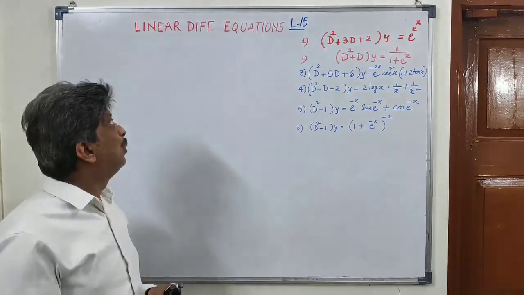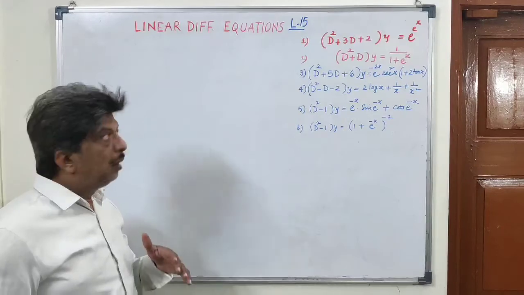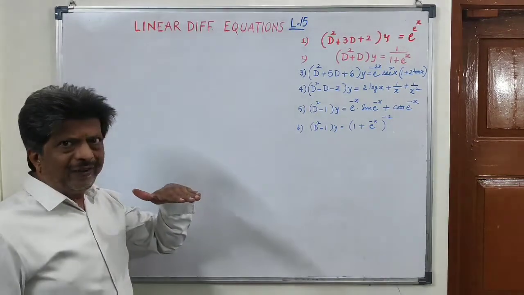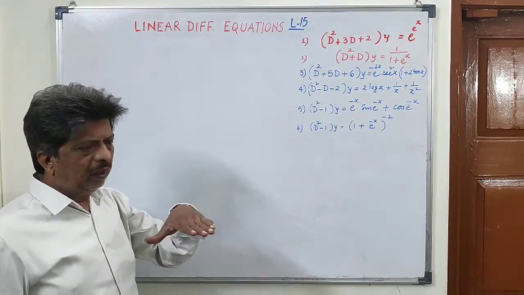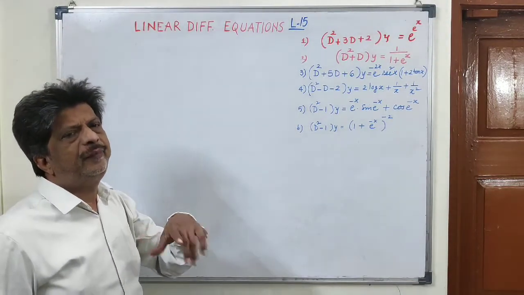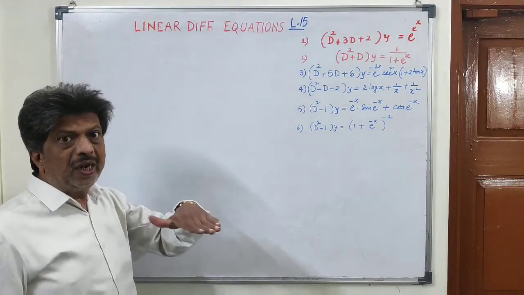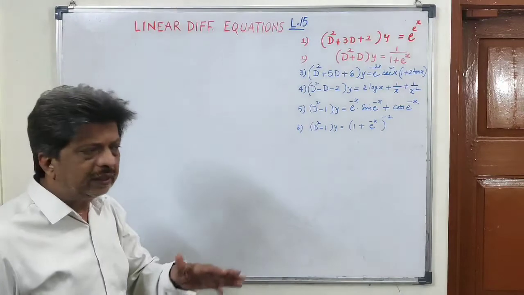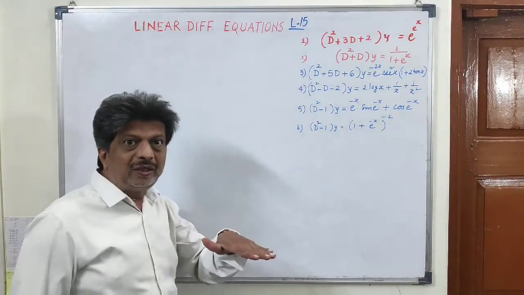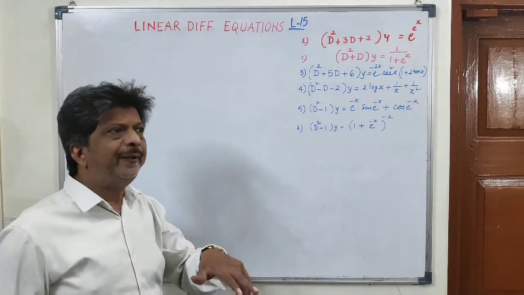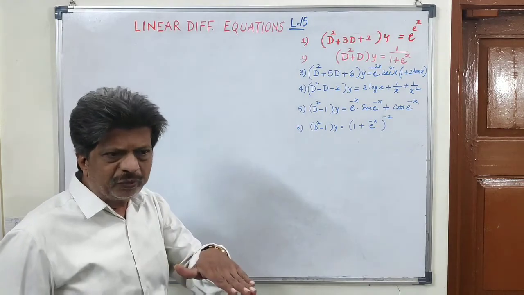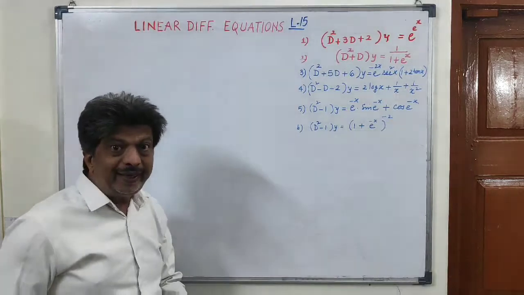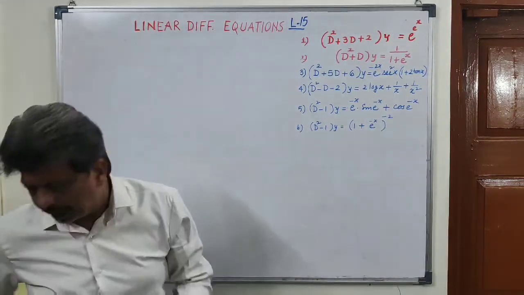Hello friends, today we shall discuss the first and foremost method of finding out the particular integral. The method is the general integral method. The rest of the methods we have already seen: shortcut methods, and moreover we have also seen the variation of parameters method. So today we shall discuss the general integral method.